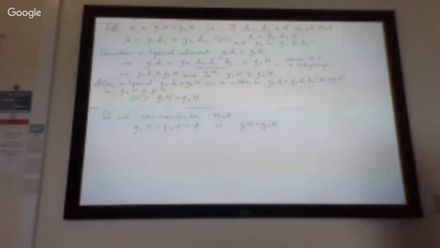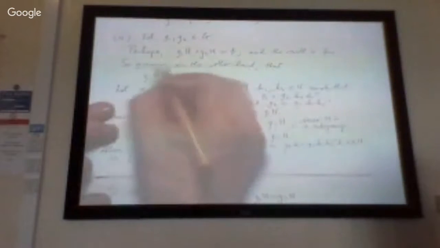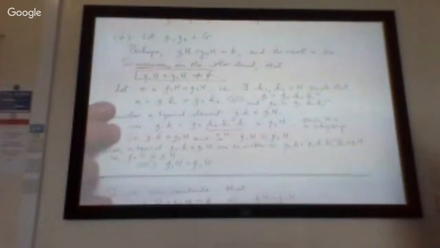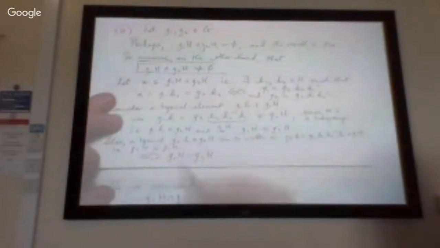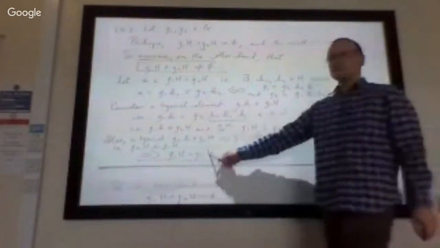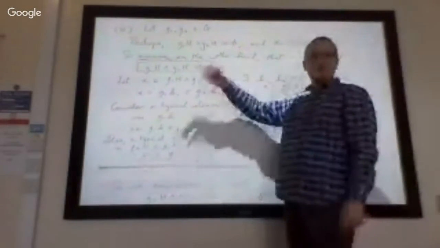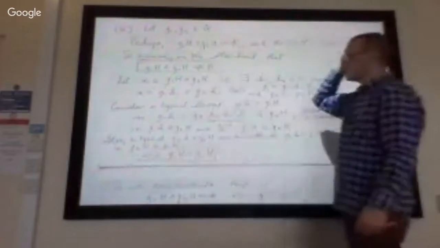Just to emphasize this here in this argument up here: we assumed that G1 intersection G2 is non-empty, and then, as a consequence of that, we got that they're equal. Note that we did not prove this without any assumptions.